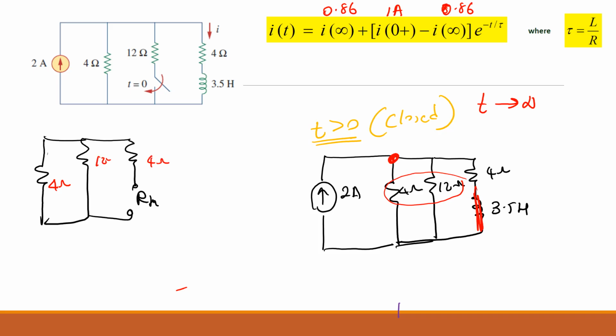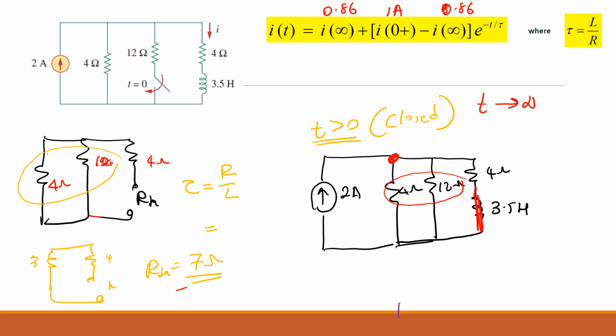So what can you say about this 4 and 12? These two, are they in series or parallel? Parallel. So that will be 3. Am I right? So 3 and 4 are now in what? Series. So your RTH is equal to 7 ohms. So you can find the tau. Tau is equal to L over R, which is 3.5 over 7, which is 0.5. So if you write the equation now: 0.86 plus (1 minus 0.86) times e to the power negative t over 2.